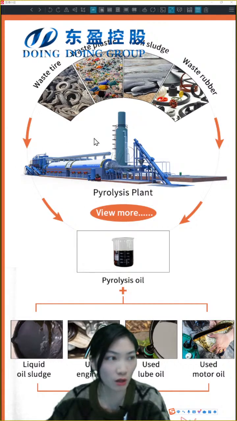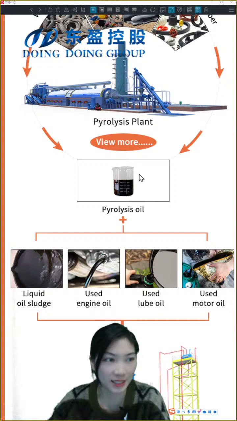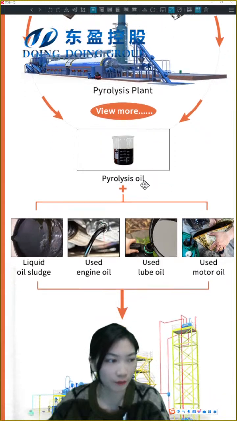This sample shows our 50 tons continuous pyrolysis plant. Also, we have the batch type for 100 kilogram, 500 kilogram, 1 ton, 5 tons, 10 tons, 12 tons, and 15 tons daily capacity for your choice. After the pyrolysis process, you can get the pyrolysis oil like this. This is also kind of the heavy oil. The heavy oil is also crude oil. We have different names. So this pyrolysis oil mainly looks like this. It's black oil.